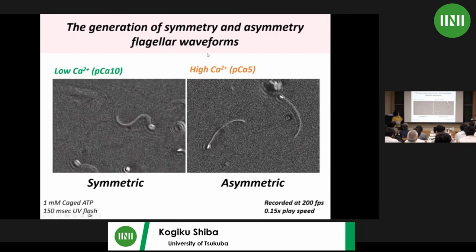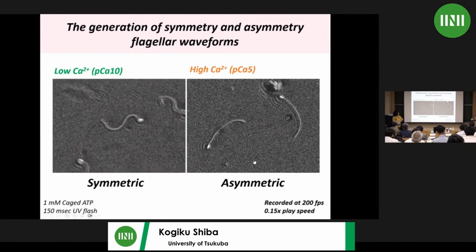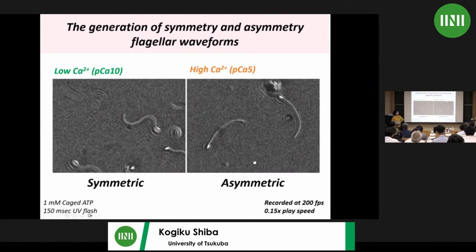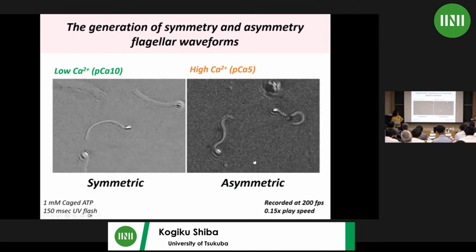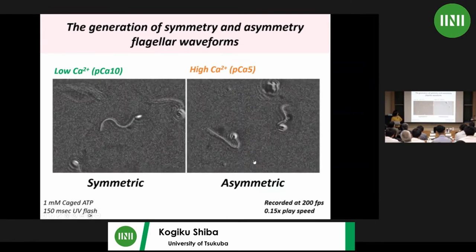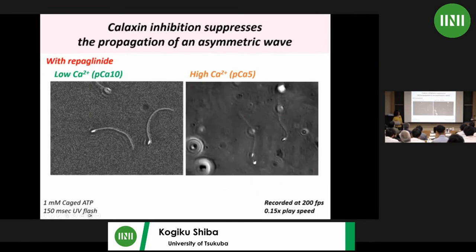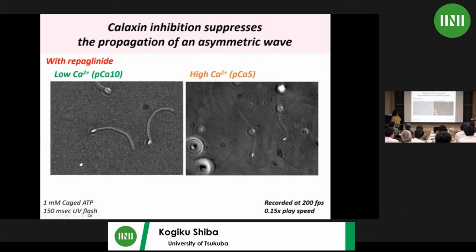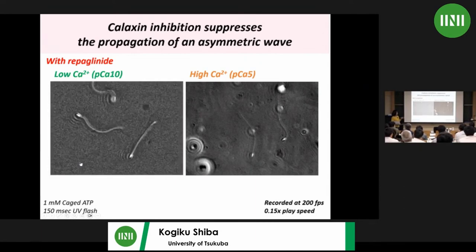On the other hand, this is a high calcium concentration. We also apply the UV light. You can see an asymmetric flagellar waveform is generated. In this experimental system, we again use a calaxin inhibitor. In the low calcium condition with the calaxin inhibitor, the symmetric waveform is generated normally, the same as control.